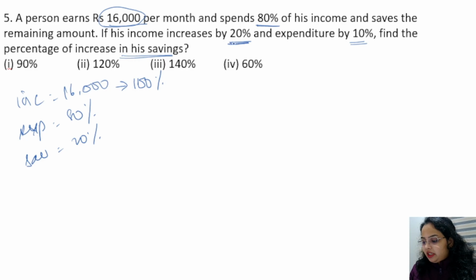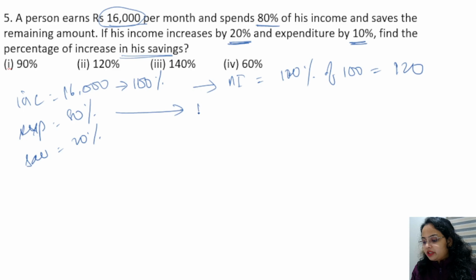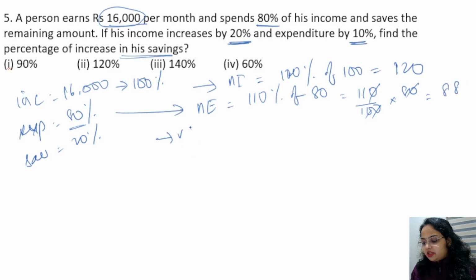Here, if the income is increased by 20%, this is the new income. 100 plus 20, 120% of 100, it is 120. And the expenditure is increased by 10%. What is the new expenditure? 100 plus 10, 110% of the old expenditure, 110% of 80. It is 110 divided by 100 into 80. It is 11 into 8. It is 88.